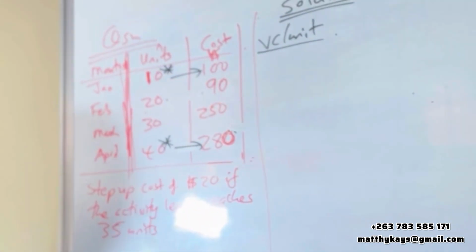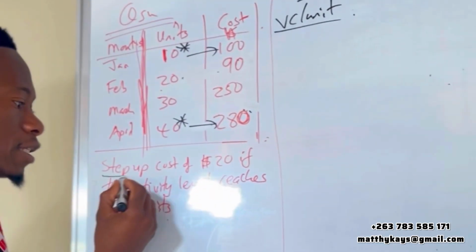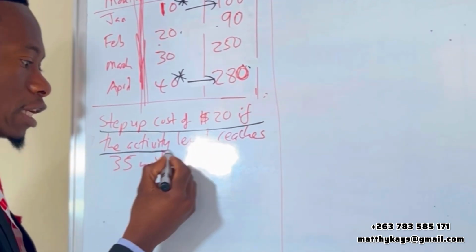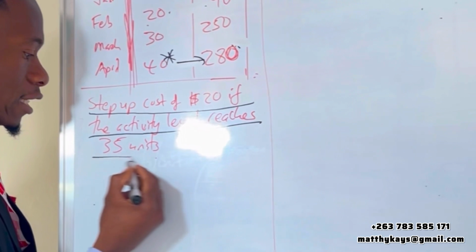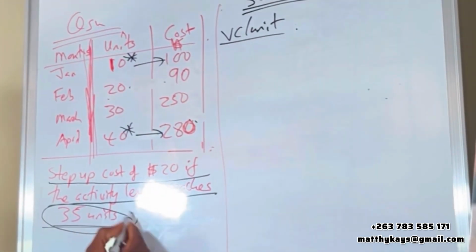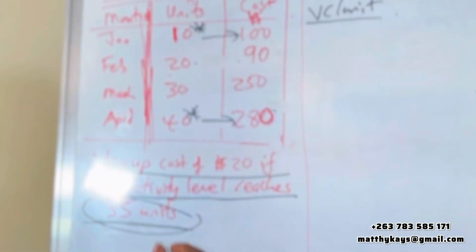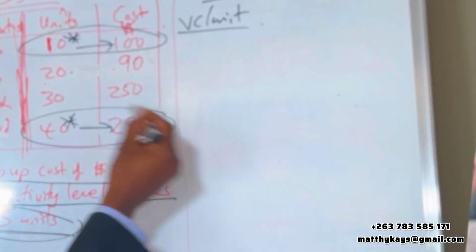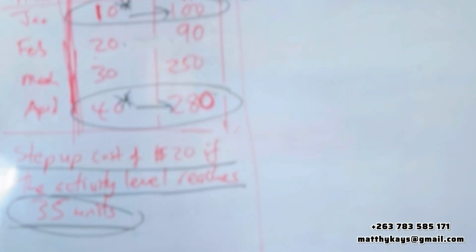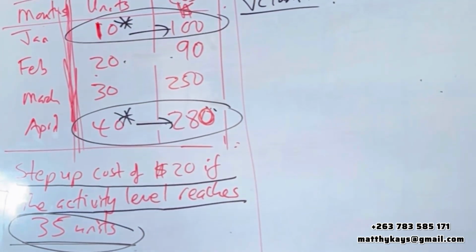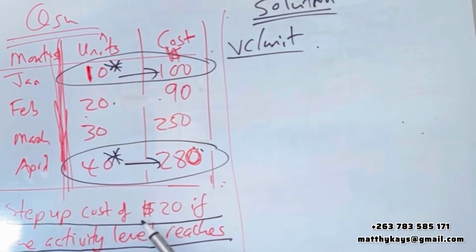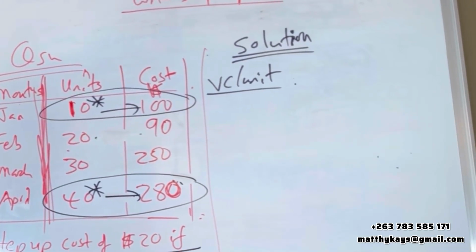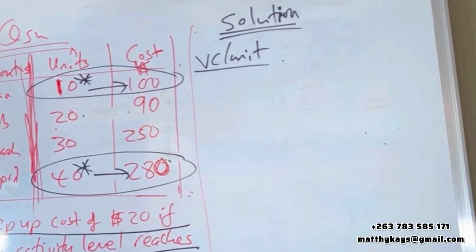But now I want you to read this note. There is a step-up cost of $20 if the activity level reaches 35 units. This is key. So now we have said that our high-low, this is what we are taking. And now we are taking these two, and there will be a step-up cost of 20 if our activity level reaches 35 units.